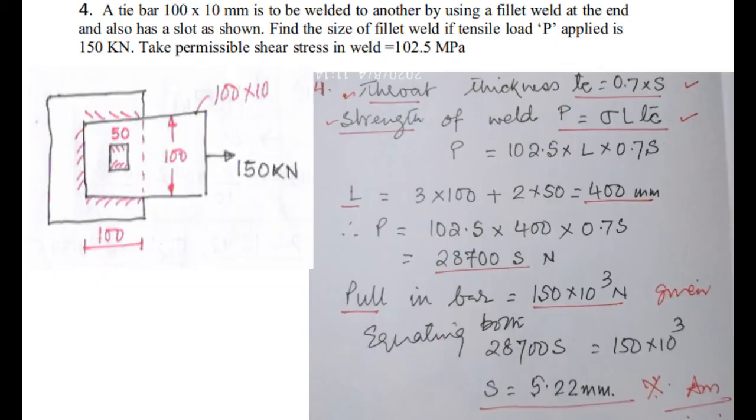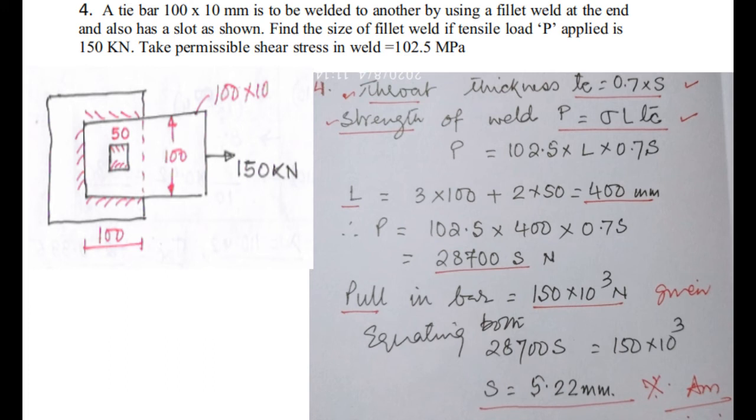Let us see another question. A tie bar 100 by 10 millimeter is to be welded to another by using a fillet weld at the end and also has a slot as shown. Find the size of the weld if tensile load P applied is 150 kilonewton. Take permissible shear stress in weld 102.5 MPa. So the diagram is given in the question. You have to be very careful. I have drawn it with the red shaded line. Okay, so let us start the problem.